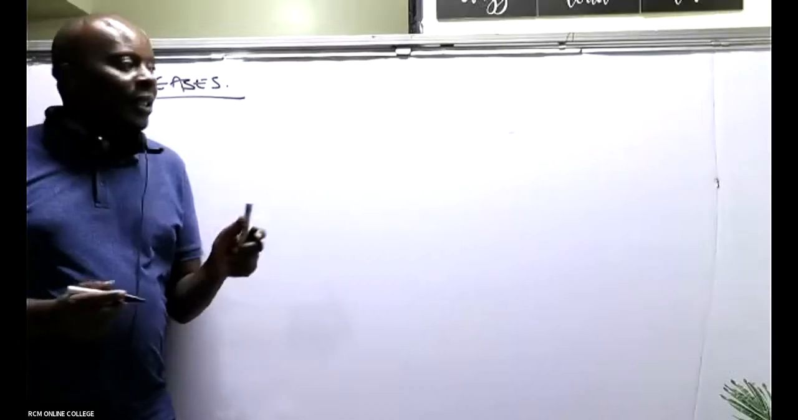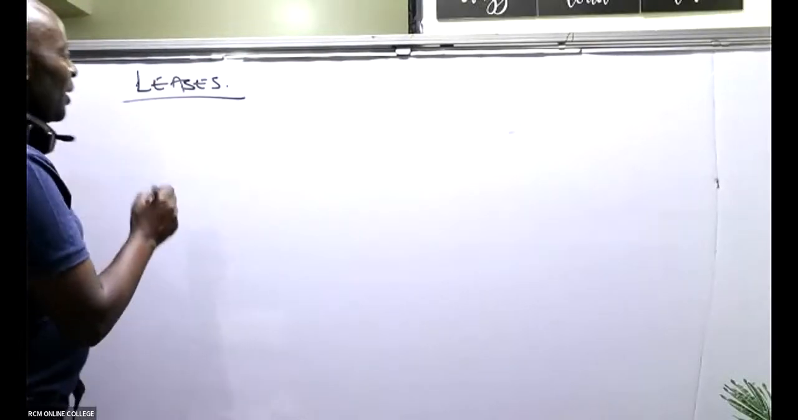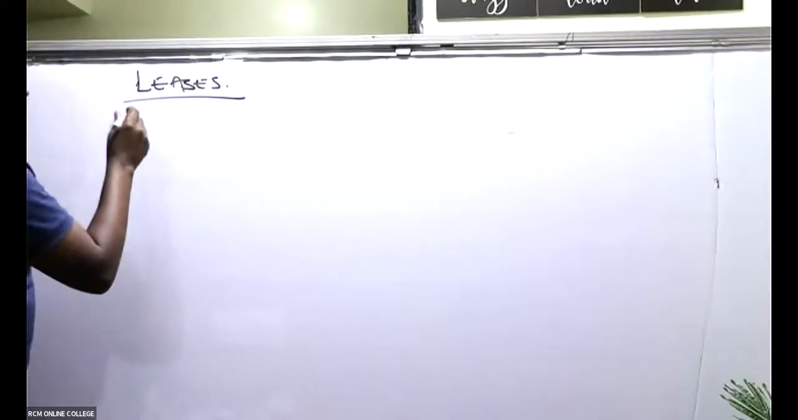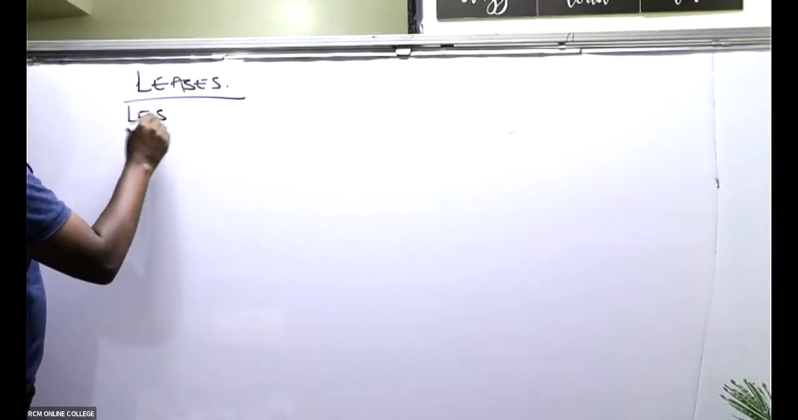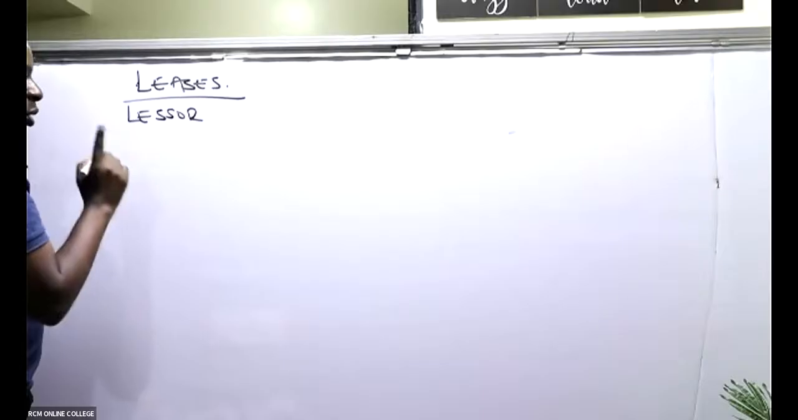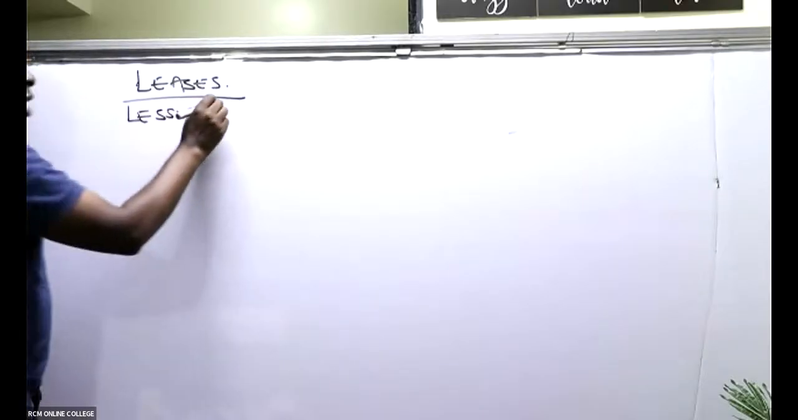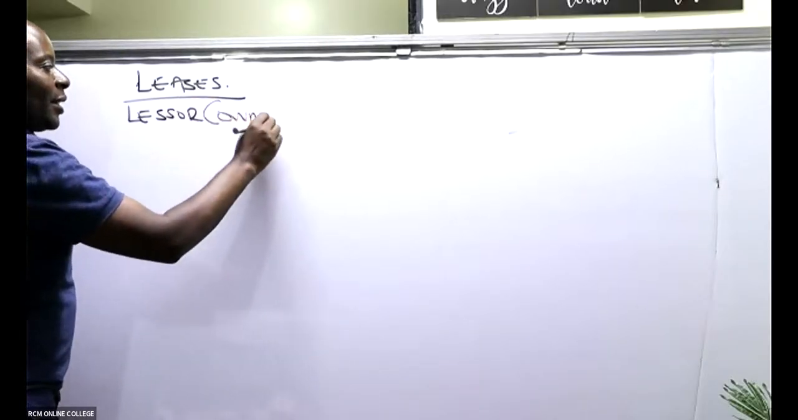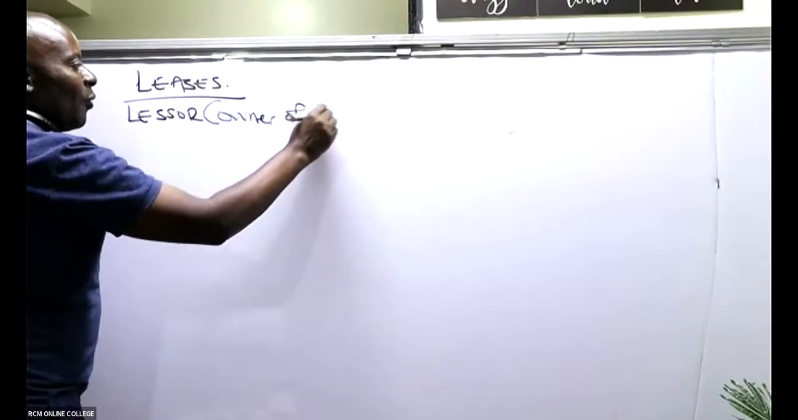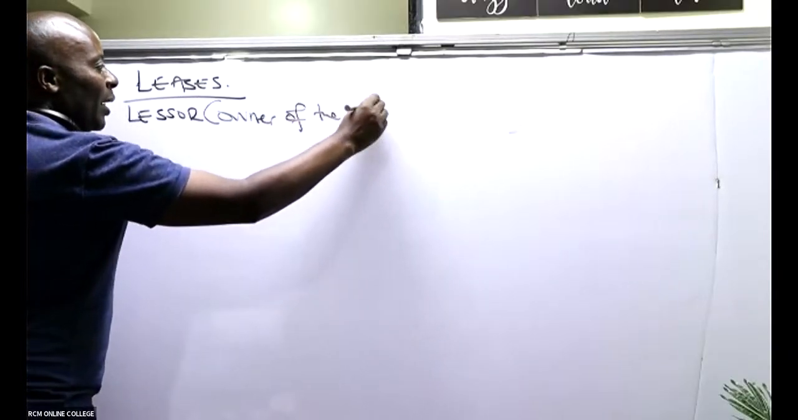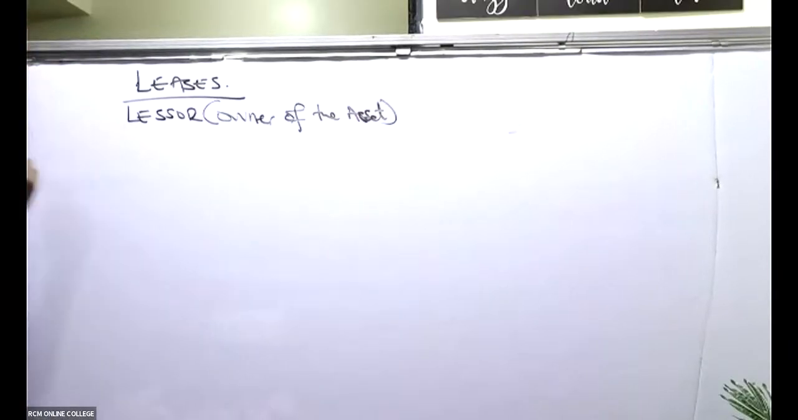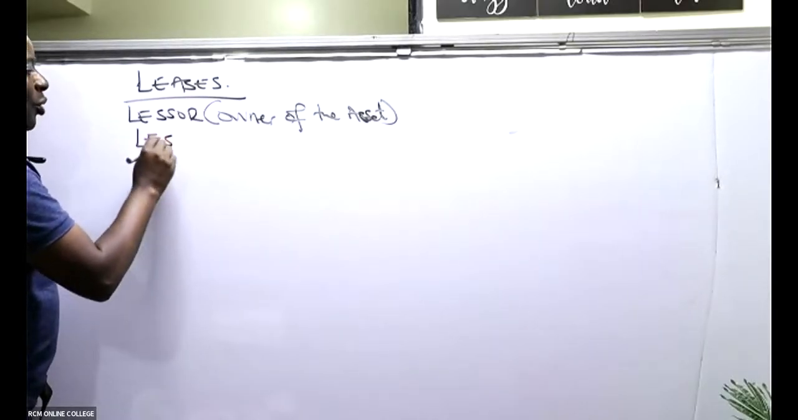In our last class, if you remember very well, we have two parties here. We have a party we are calling the lessor. The lessor is the owner of the asset. If the asset is a building, we shall be calling him who? A landlord.